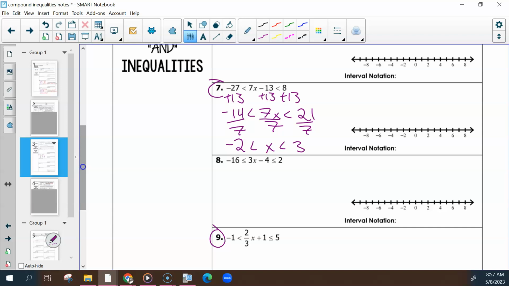And then to graph that, you would start at the lowest, so -2. This is less than, so it's open. End at 3, which is also open, and draw a line in between. If you wanted to write the interval notation, these are both open, so both parentheses, -2, 3. What questions do we have on that one?